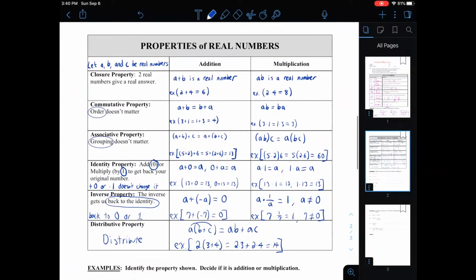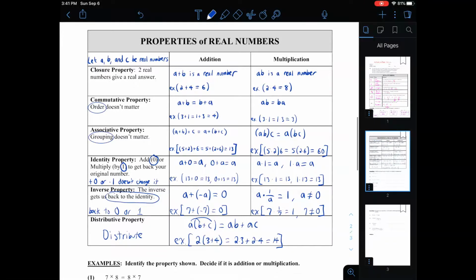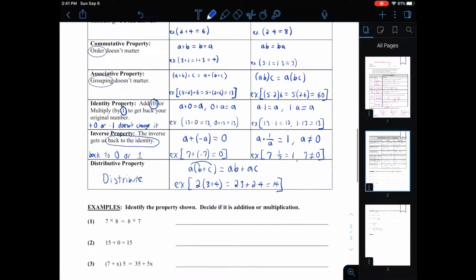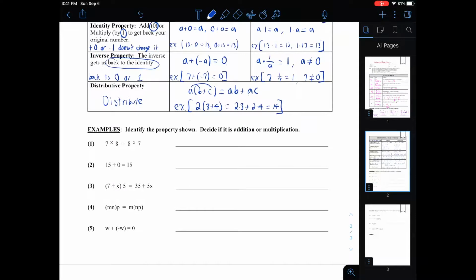All right. So we got a lot of stuff happening here. So closure property, it doesn't become a different kind of number, okay? If you add 2 real numbers or multiply 2 real numbers, it's also going to be a real number. Commutative property, order doesn't matter. The way you add or multiply doesn't change it. Associative property, the way you group adding or multiplying, it's not going to change it. Identity property, adding 0 or multiplying by 1 gets you back to the original number. Inverse property, you want to get to 0 or 1 for addition and multiplication. Distributive property, you guys have worked with a lot. So for these examples here, why don't you guys go ahead and try to figure out which ones go with what, and pause the video and give it a try.